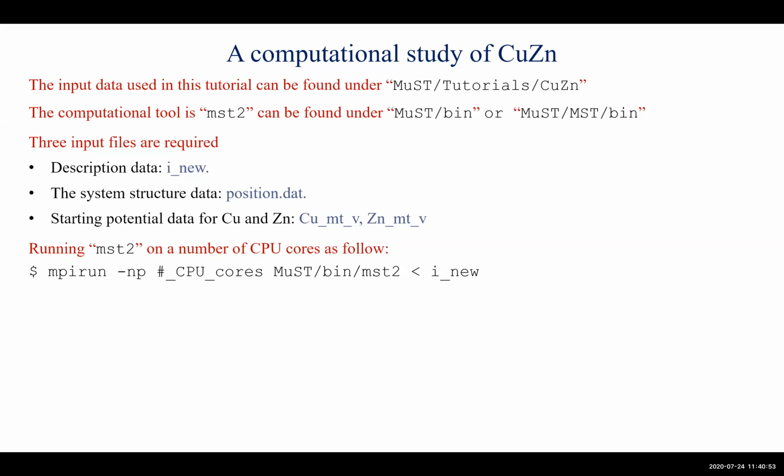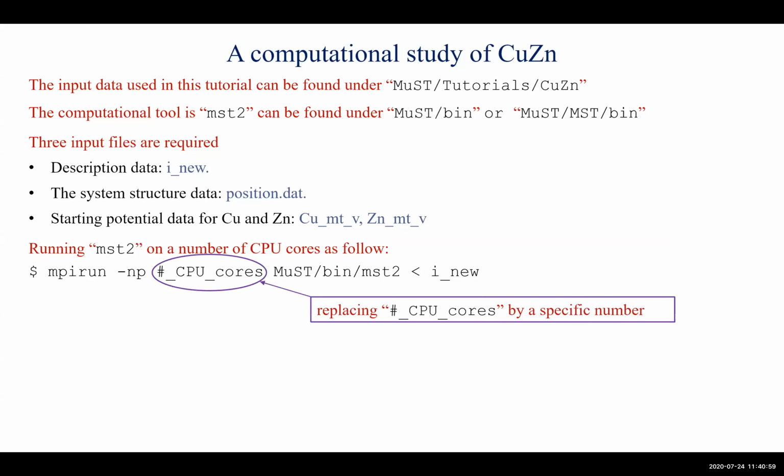To run it, all you have to do is use mpirun, because this code is compiled with MPI for parallelization. The command is mpirun -np followed by the number of processors in use, then the command for running, which is under MuST/bin/mst2. That's where the executable is located, followed by the arrow and the input data. That's how you run it.